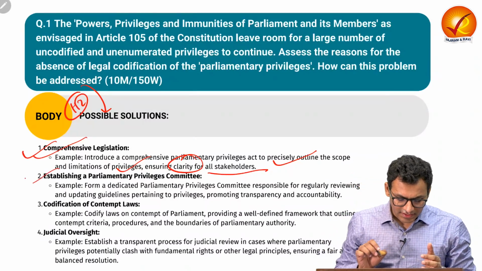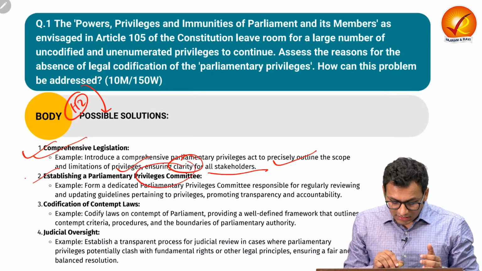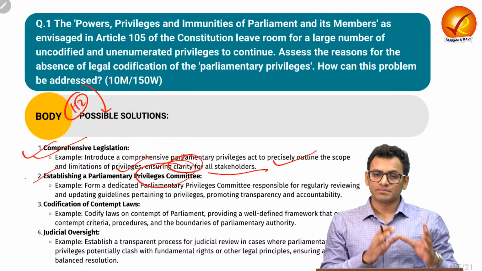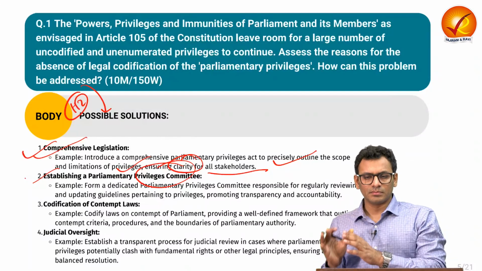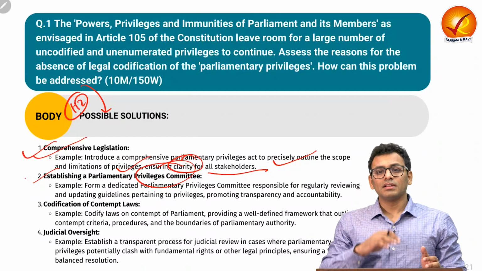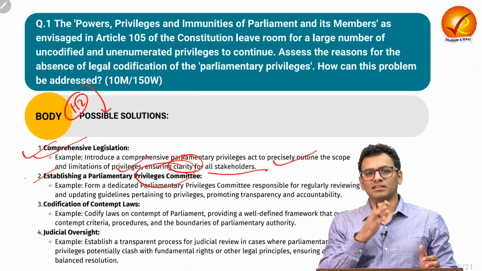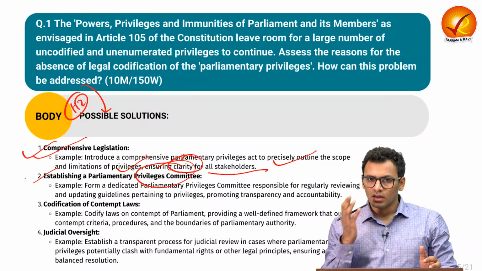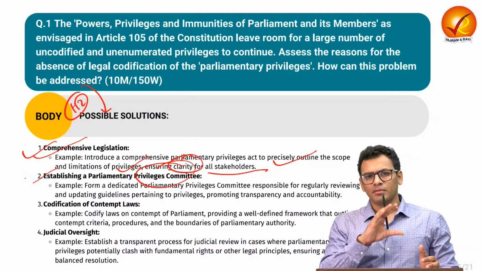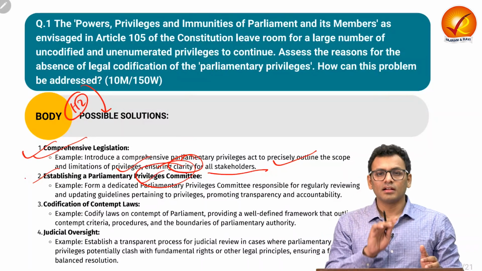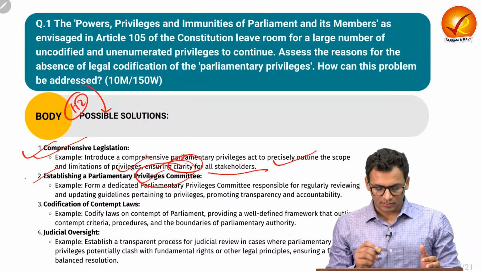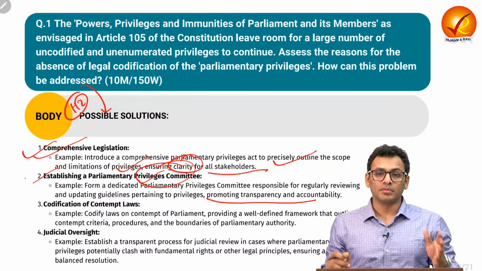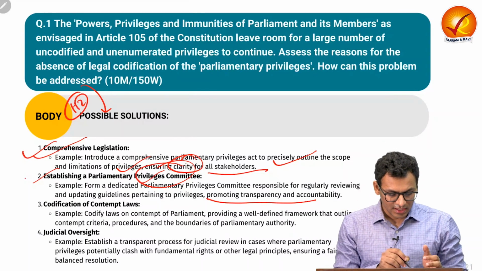Second, we can talk about establishing a parliamentary privilege committee which can routinely update the privileges as per the latest judicial interpretation, as well as the legislatures who have created certain kind of laws. So based on both, we can have certain kind of privileges, and thus a parliamentary committee related to privileges routinely checks those issues. It will also promote transparency and accountability of the legislatures.